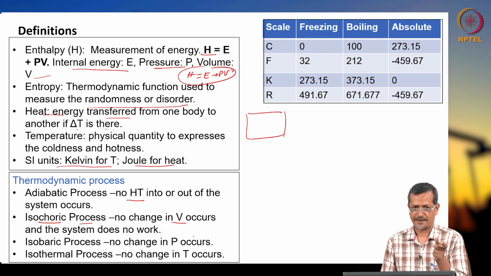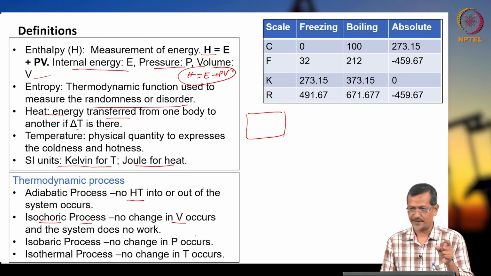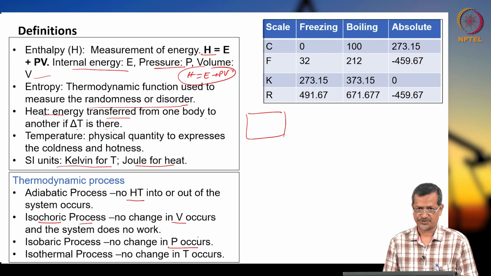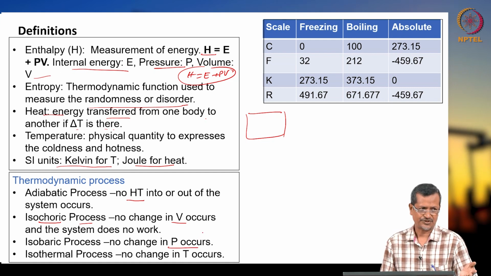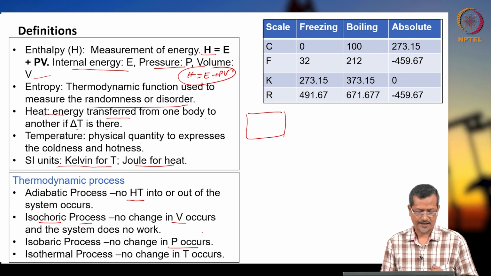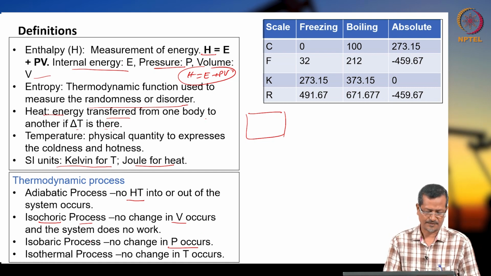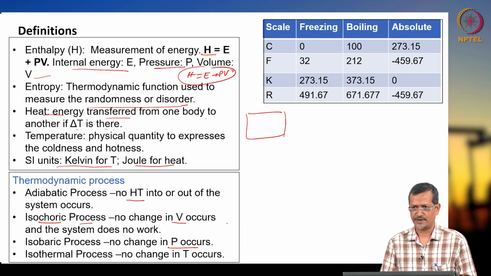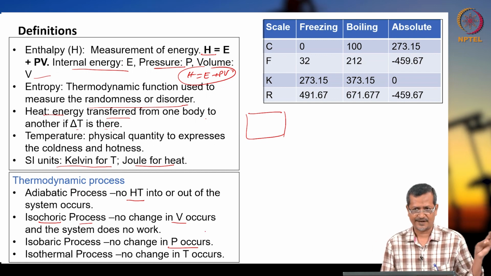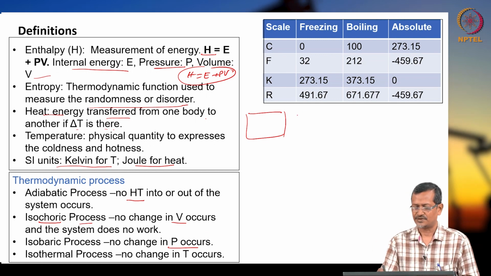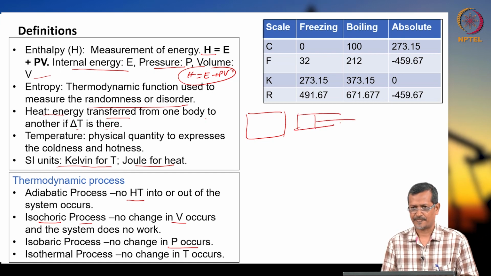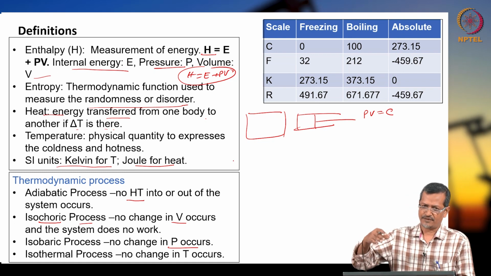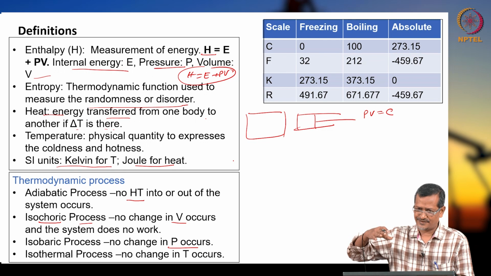Isobaric: bar means pressure. When you say isobaric, iso means same, bar means pressure, so no change in pressure. Temperature and other parameters may change, but you are not changing the pressure. Isothermal: therm is temperature, so no change in temperature. That means make the process so slow that heat is dissipated and you maintain temperature. You can remember Boyle's law, PV equals constant.